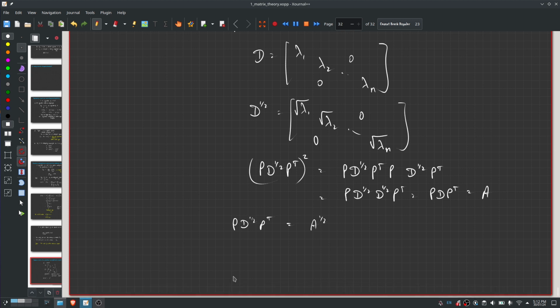Then why is P transpose P the identity? So P is an orthogonal matrix, right? So the columns of P correspond to the eigenvectors of the matrix A. That's it.